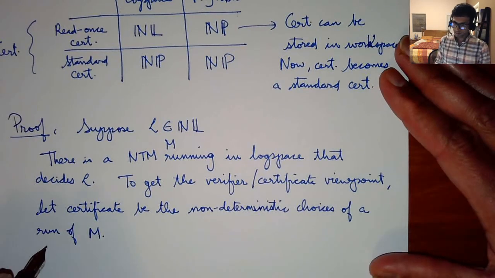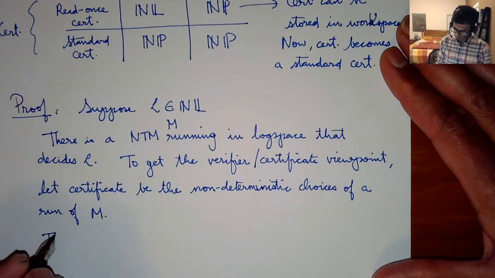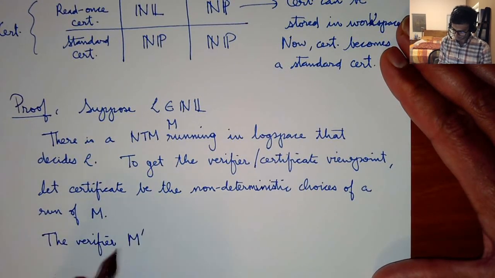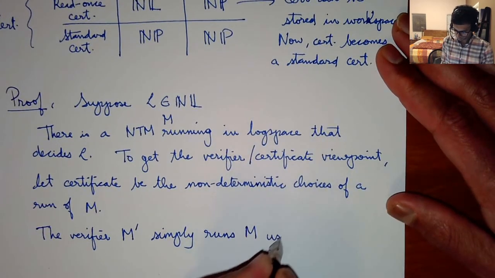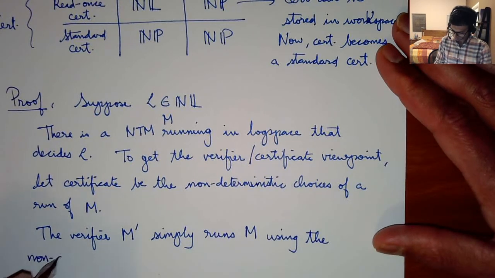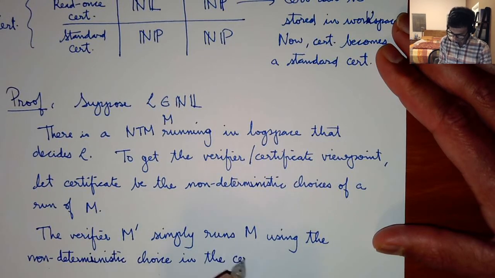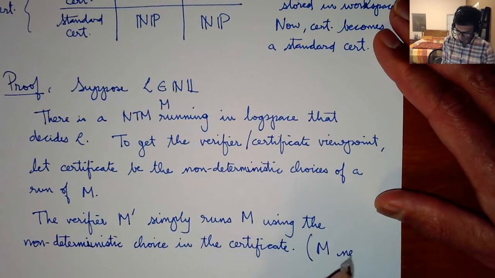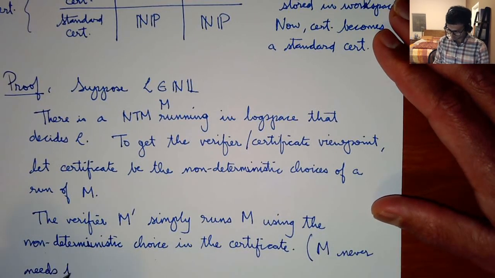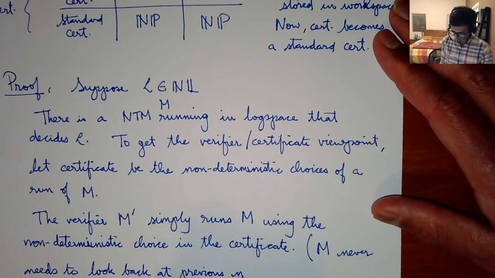Right? So you can think of it as the verifier M prime simply runs M using the non-deterministic choices in the certificate. Essentially what this is saying is that M never needs to look back at previous non-deterministic choices.